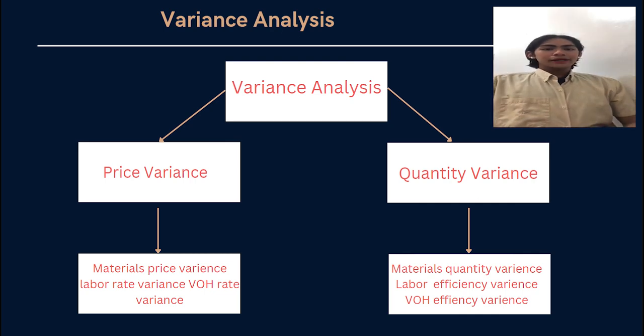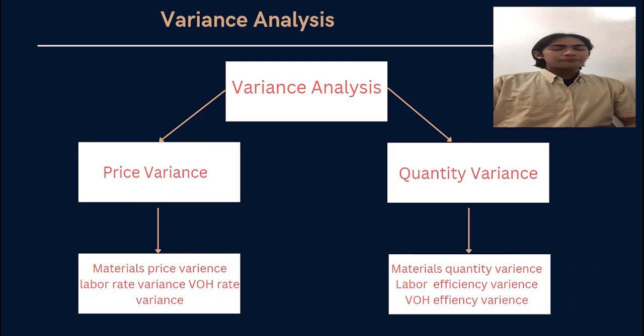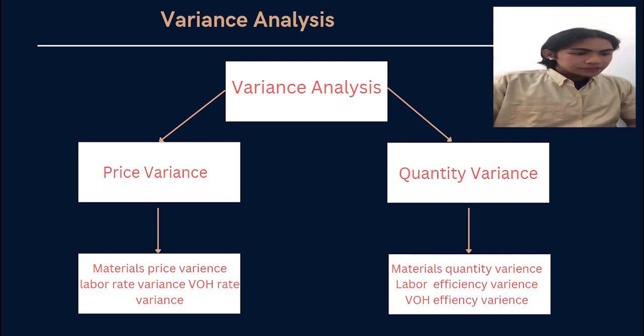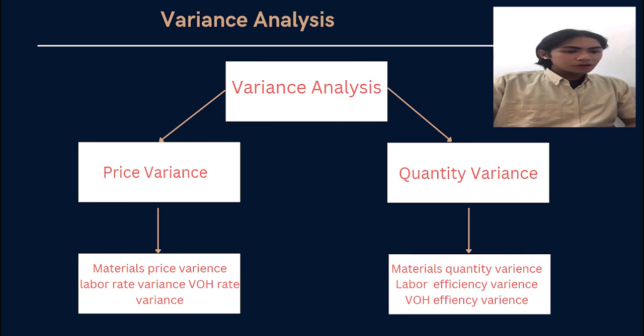Third is variance analysis. Variance analysis has two parts: the price variance and the quantity variance. Price variance has material price variance, labor rate variance, and BOH rate variance. While quantity variance has material quantity variance, labor efficiency variance, and BOH efficiency variance.